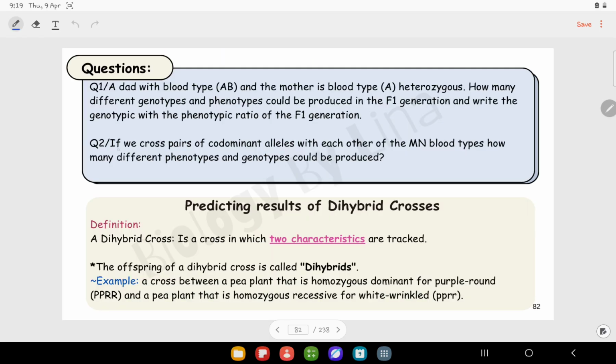The question is, if we cross, for example, a pair of codominance alleles. When they say a pair of codominance alleles, it means we have only one example, the MN blood group: if we cross MN with MN. At that time, what is the result of this cross? When you cross MN blood group with MN blood group, we say it's a pair of codominance alleles, and how many different phenotypes and how many different genotypes will be produced?